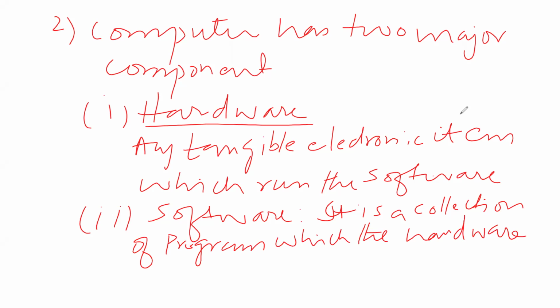So there are two things in computer. One is hardware and second one is software. Software basically controls hardware. Software gives the instruction to hardware: what to perform, how to perform, when to perform. And hardware itself is any tangible electronic item which runs the software. Without hardware, software could not run. Got the idea?